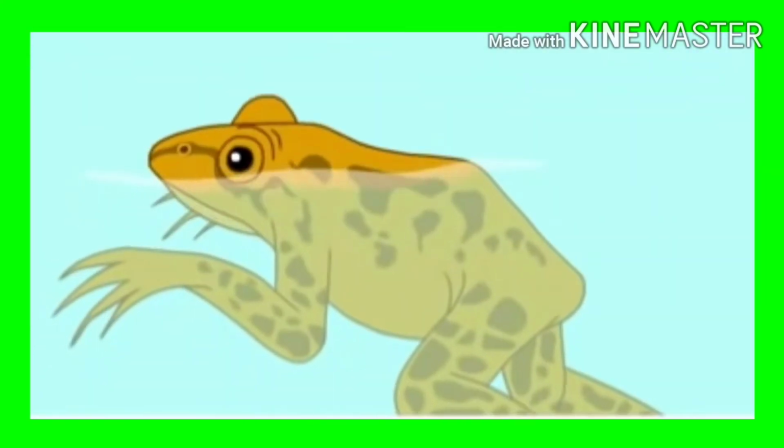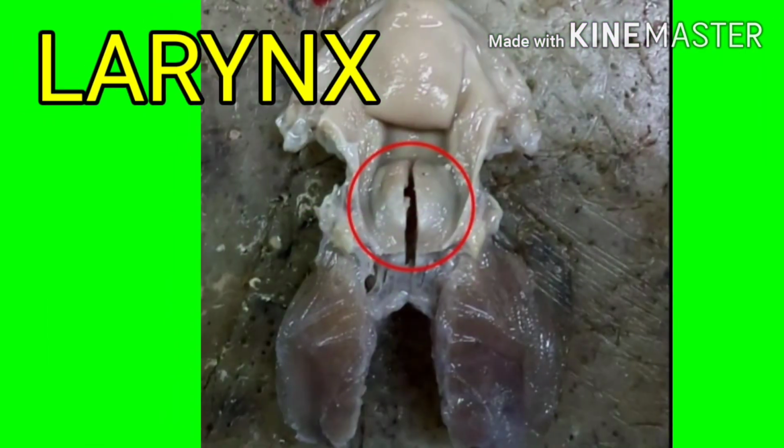Now let us know the parts of its respiratory tract and its functions, starting off with the larynx. It has a round or ovoid structure with cartilaginous wall. This houses the vocal folds, manipulating pitch and volume. It also regulates the passage of air to the lungs and food to the esophagus.